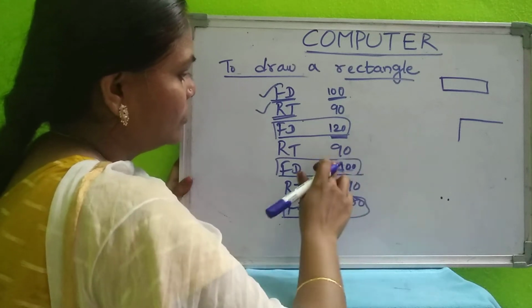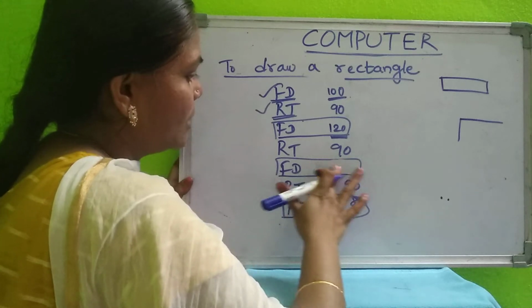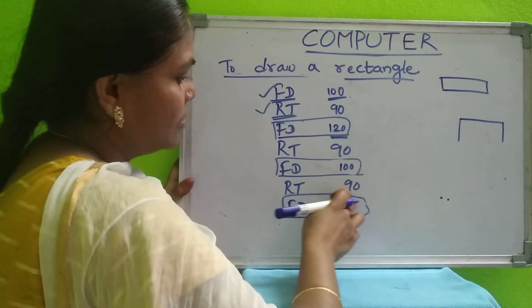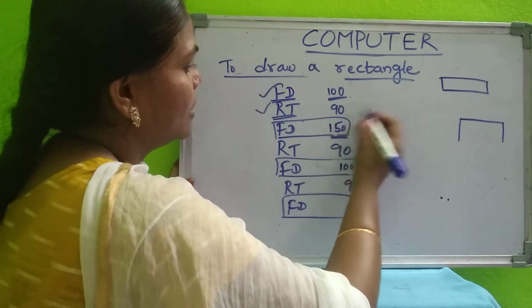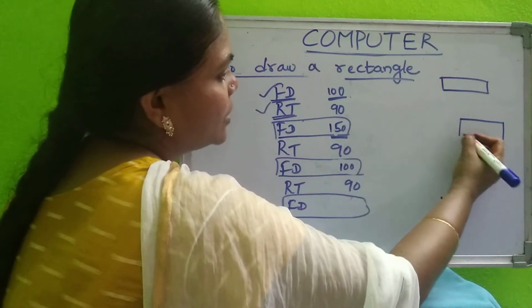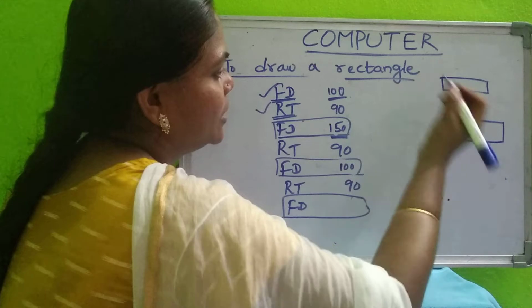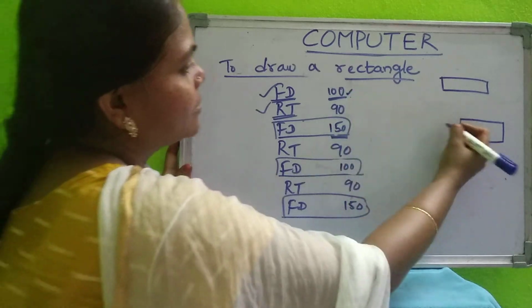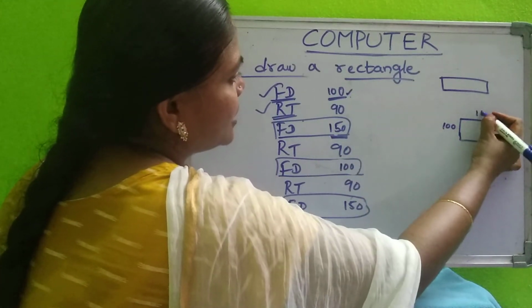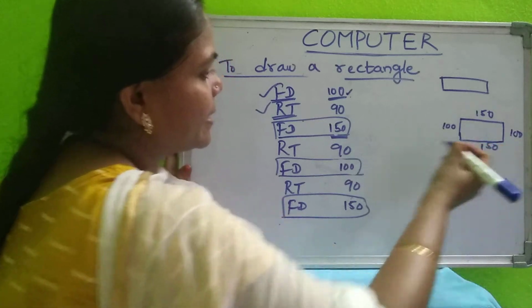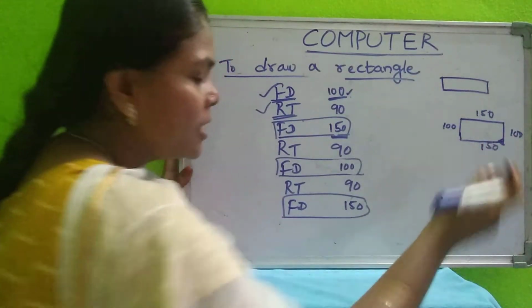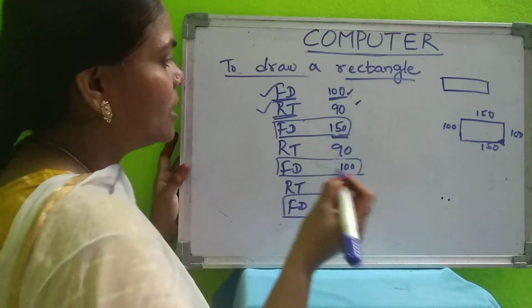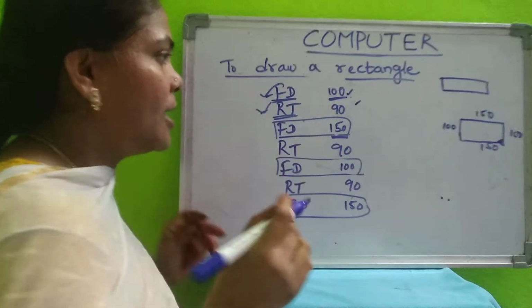This one 100, like this. Here we will write 150 so that we can see the difference, isn't it? This is 100 and that one is 150. Again 150 like this. These two sides are 100 and these two sides are 150. We are not using any BK, back command here. Why? Because we are rotating our turtle to the right side and drawing in the forward direction. So like this we can draw the rectangle using forward and right commands also.